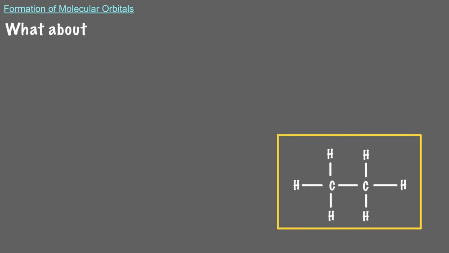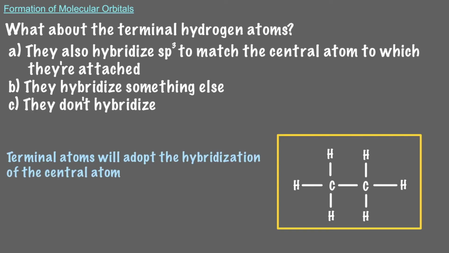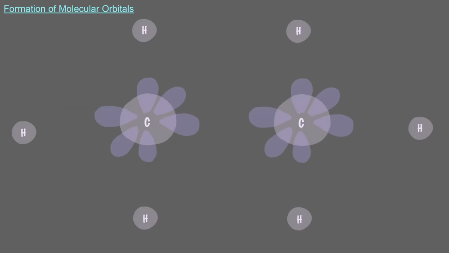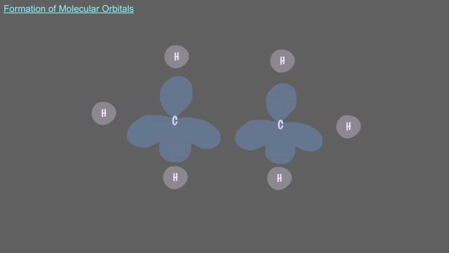But what about the terminal hydrogen atoms? Normally, terminal atoms will adopt the same hybridization as the central atom to which they're attached. But that's only if they can. Since hydrogen's valence shell is n equals 1, it can't hybridize at all. So all of the hydrogen atom valence orbitals remain 1s. So as the atoms get closer to each other, the valence orbitals of the carbons hybridize. This is where we ended in our previous video.